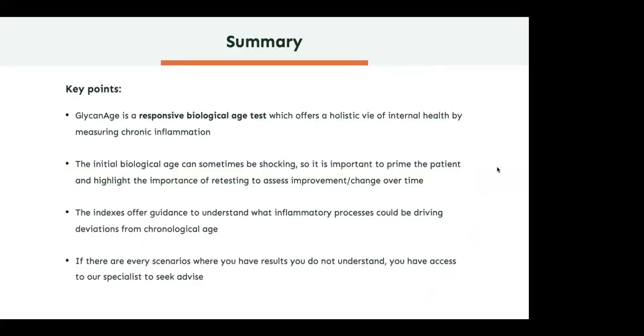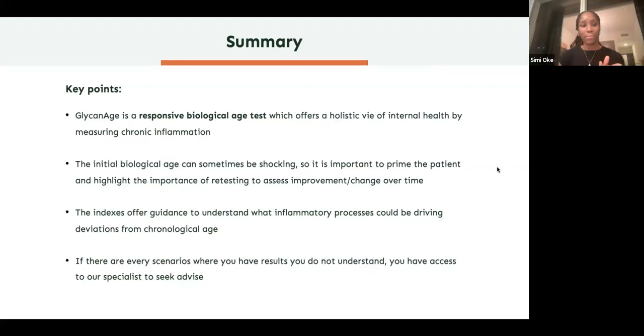So just in summary, the key thing is GlycanAge is a responsive biological age test. And I think that is the most important thing. It responds to treatment, it responds to lifestyle, it shows if someone has a background level of inflammation happening, and it gives you information on the molecular level. The reason this is useful is because we know that disease doesn't happen where you're well one day and sick the next. That disease process happens over time.